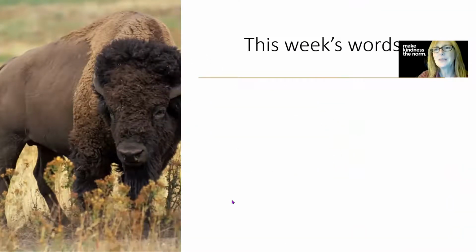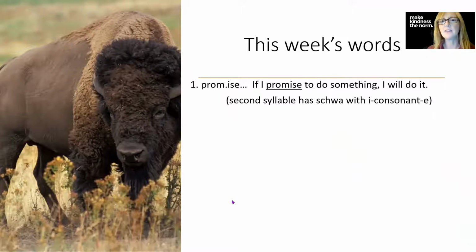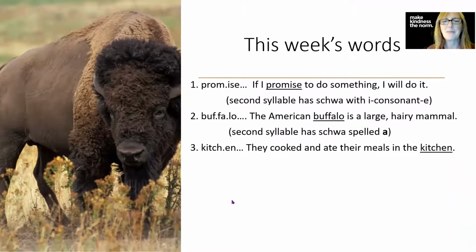So let's go to this week's words. Our first word is promise. If I promise to do something, I will do it. Promise, we've already talked about. It has a schwa sound in the second syllable, spelled I, consonant E. The American buffalo is a large hairy animal. The second syllable has a schwa spelled with an A. Buff, we hear the short U sound, and low, we hear the long O sound, but in that middle one, buffalo, that's our schwa sound.